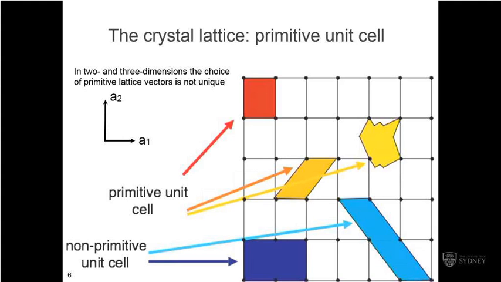A non-primitive unit cell might be this big one here. You can see that it's twice as big, so it doesn't have one lattice point, it's got 2. Same thing here, this has also got 2 instead of 1. These are non-primitive unit cells.